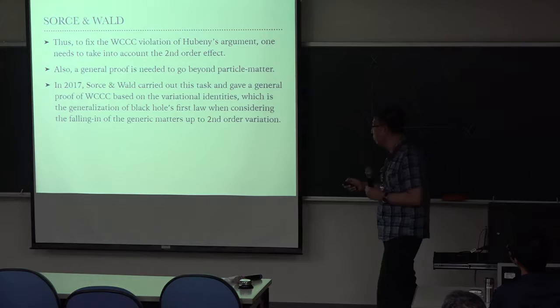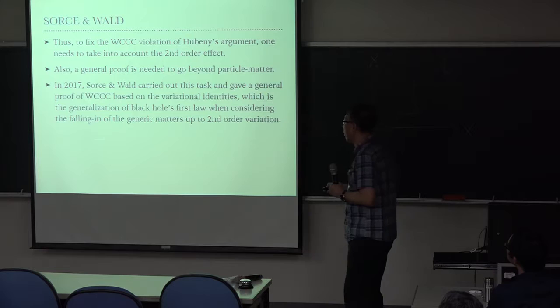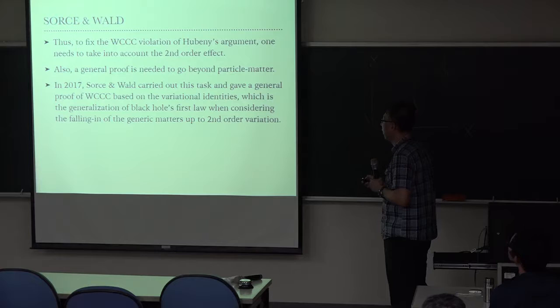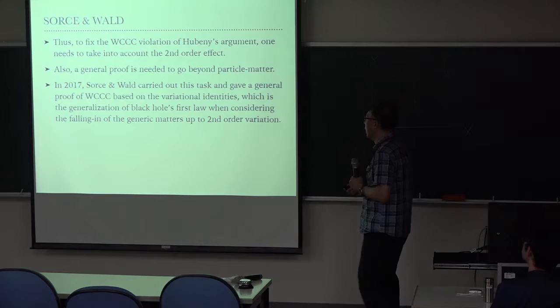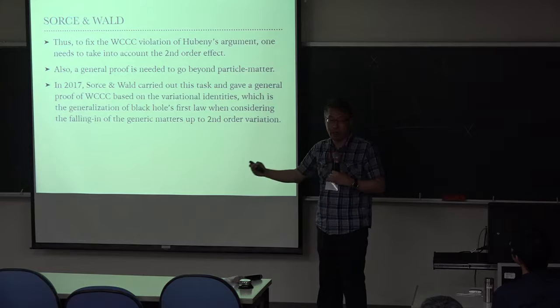So if I can do that, in some sense, the big cosmic censorship should be proved in a more general sense. Okay, so this is why this paper is important, because in this paper, they carry out this test just based on some variational identity, basically the energy variational identity. And in some sense, it is a generalization of the first law of black hole dynamics. Usually, the first law of black hole dynamics was considered for the vacuum case. But they generalize this to include the infalling matter.